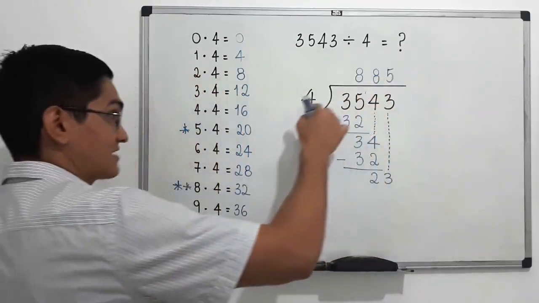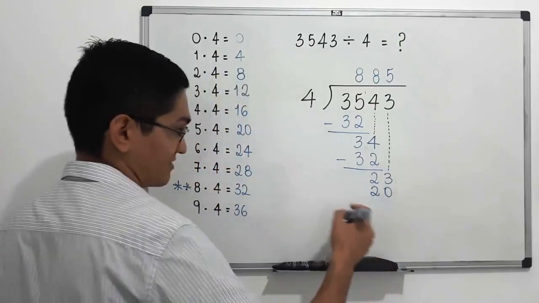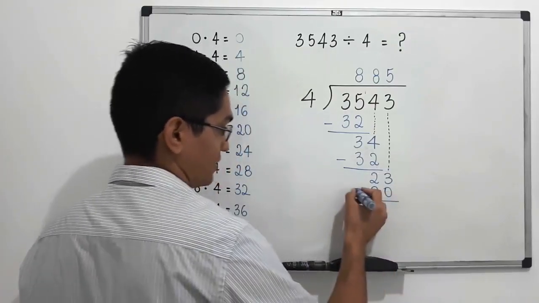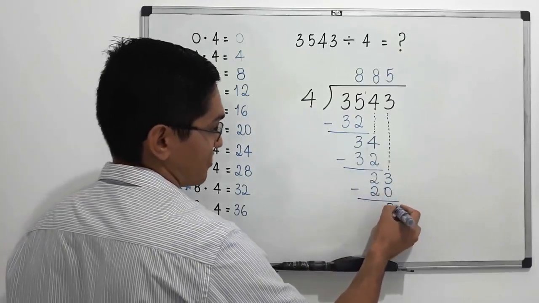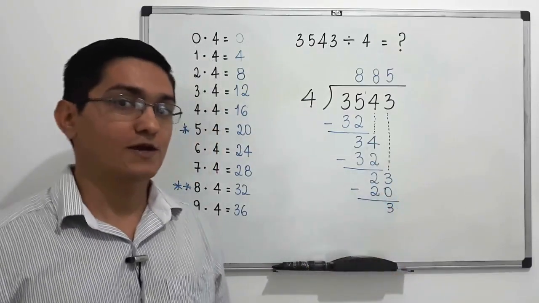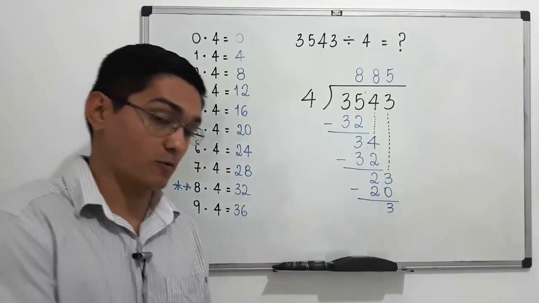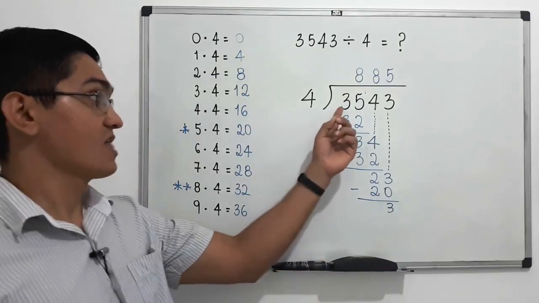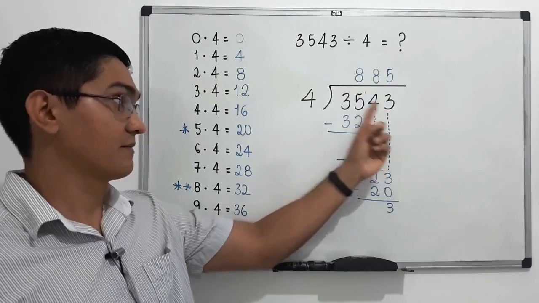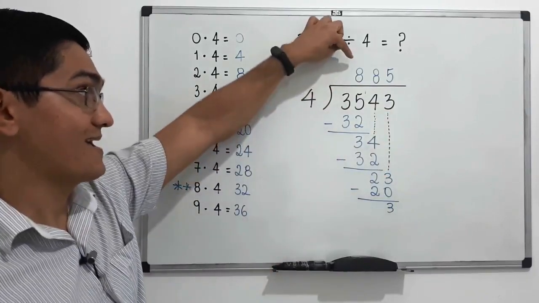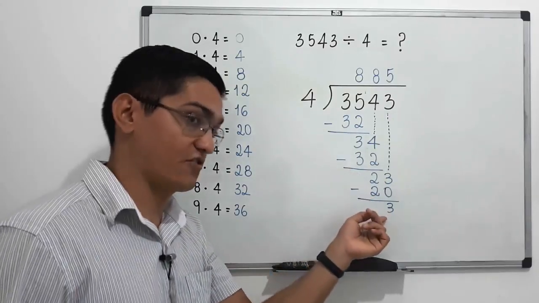Since 5 times 4 equals 20, we write 20 below 23 and we subtract. You will say that 23 minus 20 equals 3. If we are dividing and we want to know the remainder and the quotient, we can say that 3,543 divided by 4 equals 885, and the remainder is 3.